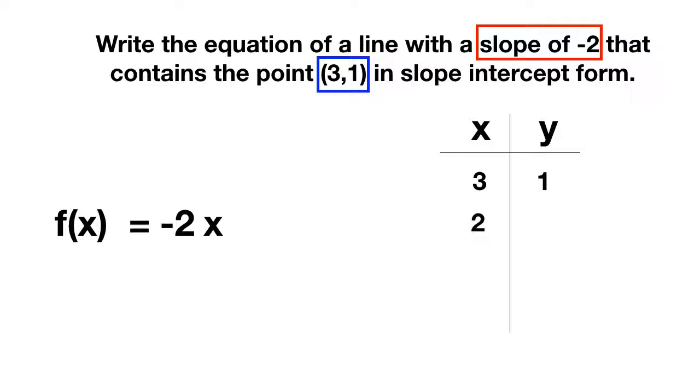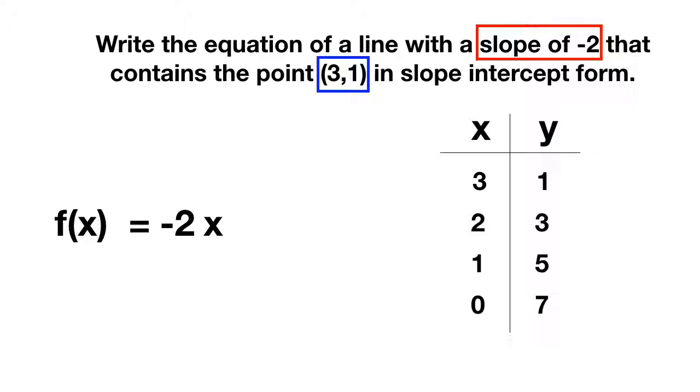my slope is negative and I'm moving backwards. So my y-coordinate actually goes up 2 to a y-coordinate of 3. I can do that again. I move backwards to an x-coordinate of 1 and my y-coordinate moves up 2 to become 5. I can move back another 1 to an x-coordinate of 0 and my y-coordinate becomes 7.